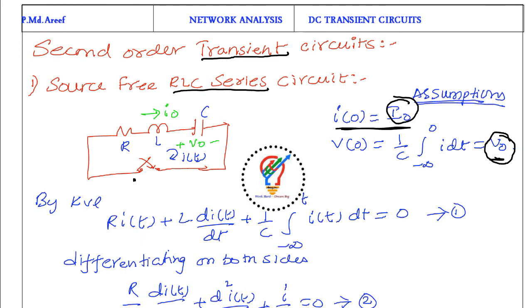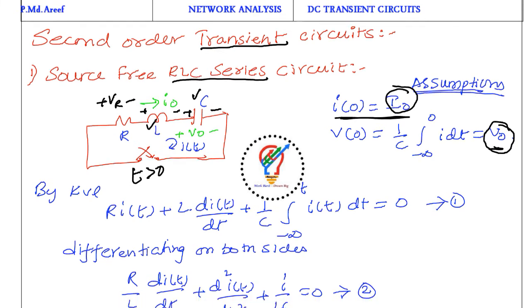Now when the switch is closed at t equal to 0, or t greater than 0, the current flowing is I of t, which causes a voltage drop across the resistance. So plus minus VR here, plus minus VL here and plus minus VC here. These are the voltage drops caused across the series elements.